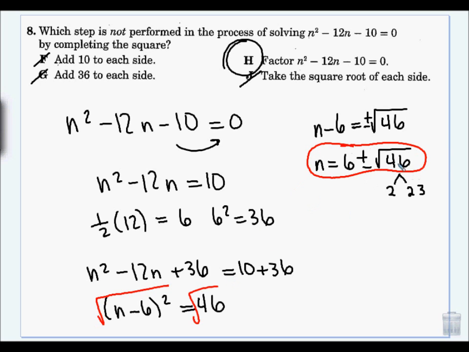How doesn't it simplify? 46 doesn't have any perfect squares in it. It's 2 times 23, so there's nothing I can pull out. No perfect squares. If there was like a 4 in there, so 2 2s, I could pull out one of them, but it's not. At least it doesn't without a calculator.